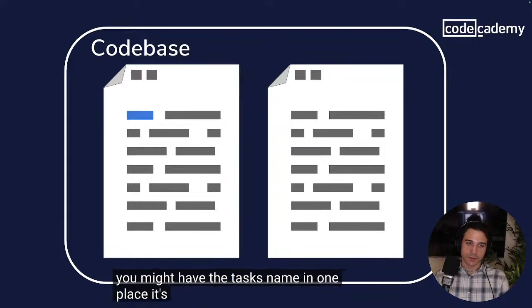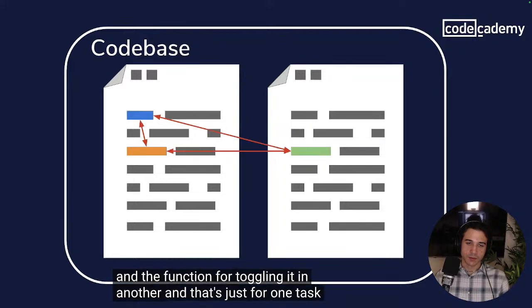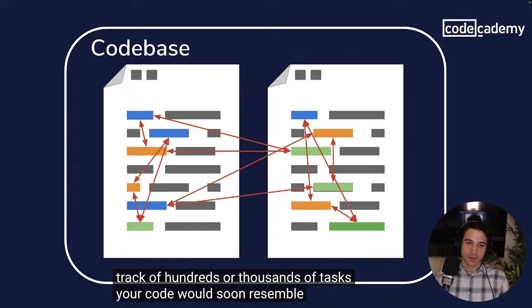You might have the task's name in one place, its complete status in another, and the function for toggling it in another. And that's just for one task. Imagine if your program needed to keep track of hundreds or thousands of tasks. Your code would soon resemble a plate of spaghetti.